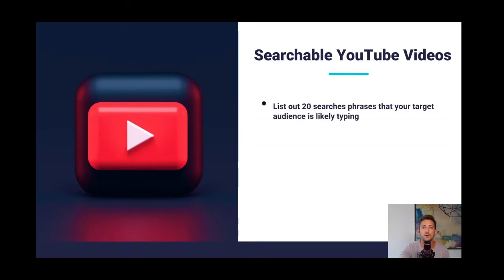You want to start off by listing out at least 20 search phrases that your target audience is likely typing. So if you are selling a course on real estate investing, you want to list out all of these different phrases, right? It might be how to get started in real estate investing, very basic. It might be something a little bit more specific, like how to do house flipping on a limited budget, things like that. You want to just make a list of all of these phrases that your perfect client, your target audience, is likely typing out.